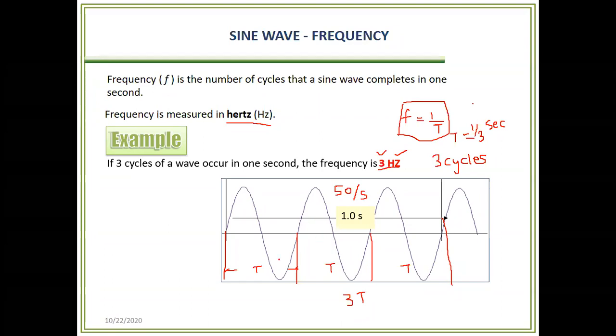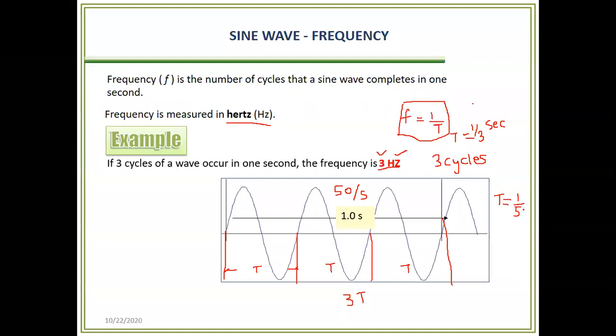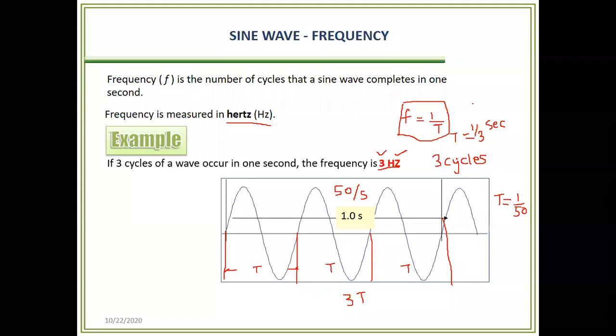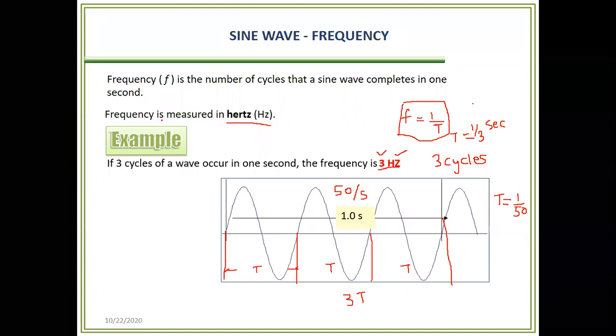So what is time period? Time taken to complete one cycle. So it is completing 50 cycles per second, then the time taken to complete one cycle is 1 by 50. Therefore, the frequency and time are inversely proportional. f is equal to 1 by T, or T is equal to 1 by f. So frequency is measured in hertz. It indicates the number of cycles that a sine wave completes in 1 second.